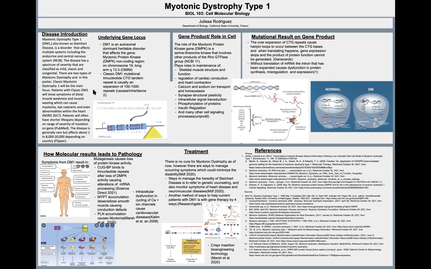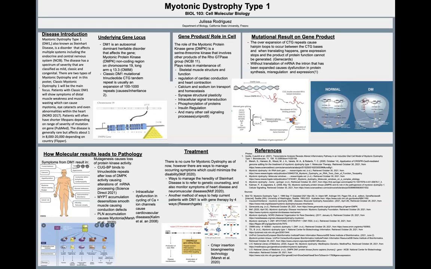Moving on to gene locus, DM1 is an autosomal dominant heritable disorder that affects the gene DMPK, and DMPK will produce the myotonic dystrophy protein kinase protein. This gene is placed on the non-coding region of the long arm of chromosome 19, and since it is an autosomal dominant mutation, this means that one copy of the gene is good enough to cause a disease. The non-coding region is translated into mRNA, but not into the protein.